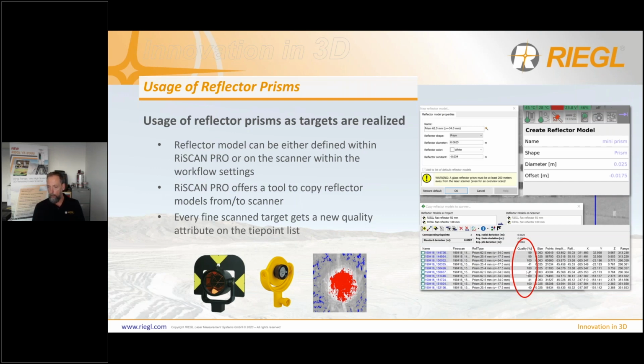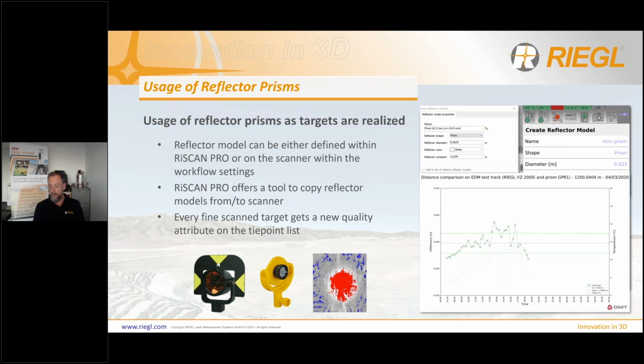So if there is low quality, it simply means that either a wrong reflector model was chosen, or maybe that something was simply wrong with the fine scan, that the target was not fully scanned, that there were also some metallic parts with high reflectance around the target. This often happens. So this is reducing the quality of this fine scan, and you as a user, you can now simply filter out low quality tie points and delete them and not use them for post-processing. So this is now really a big advantage.